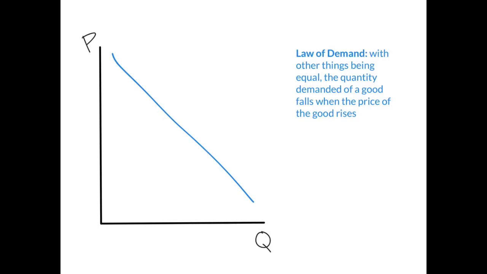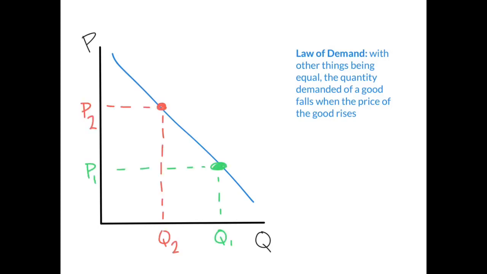And the graph tends to look like this because of what we said earlier, which is also known as the law of demand, stating that the quantity demanded of a good falls when the price of a good rises. Okay, so looking at the graph, let's see what a change in the quantity demanded of a good would look like.